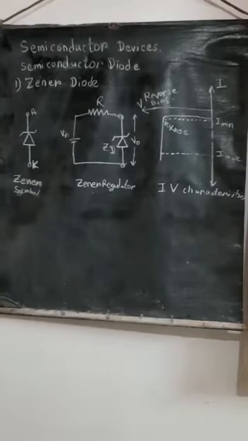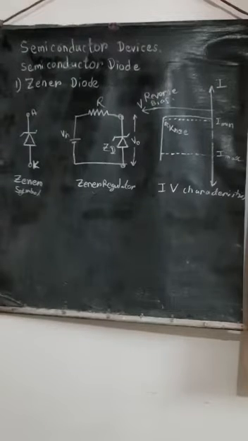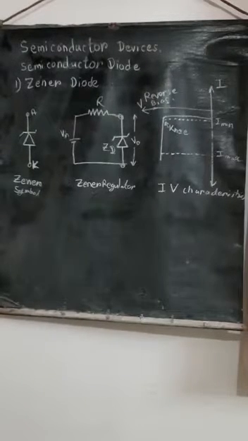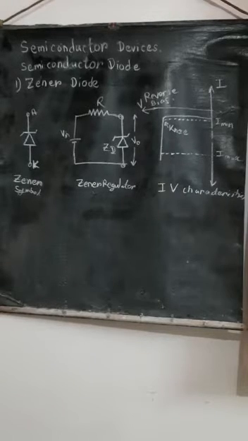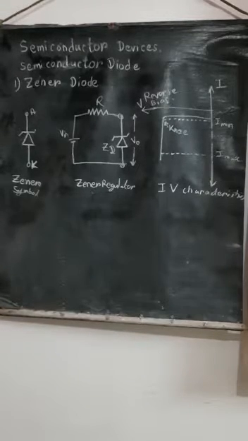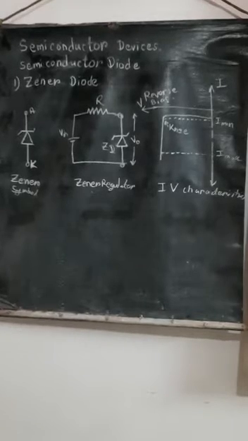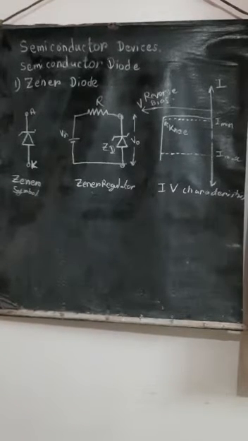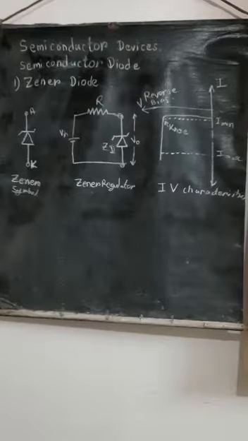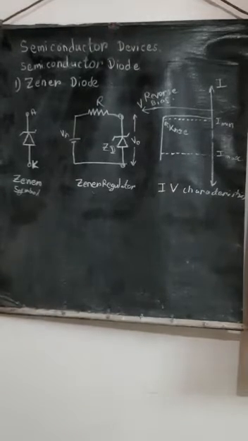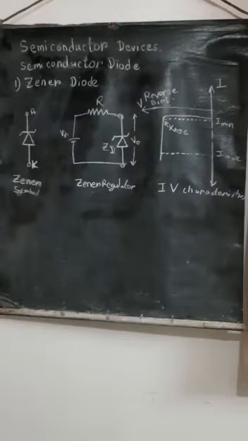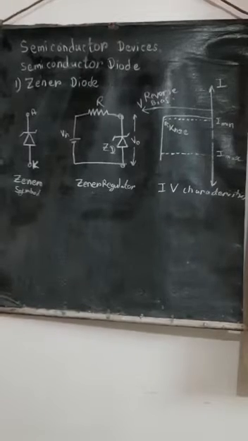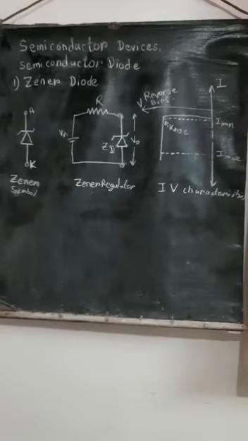Now we will see the Zener diode. First, we will see the semiconductor diodes. In addition to the rectifier diode, there are other kinds of semiconductor diodes which are manufactured for special applications. First is the Zener diode. Second is the light emitting diode, that means LED. Third is the photodiode. Fourth is the varactor diode. Fifth is the Schottky diode. Sixth is the tunnel diode. Now we will see their structure, symbols and applications.